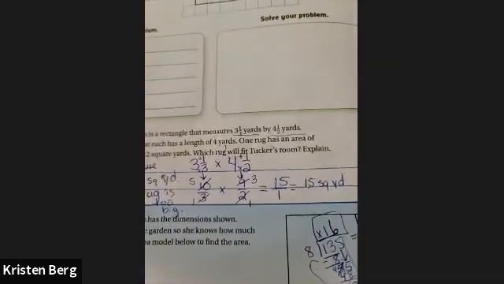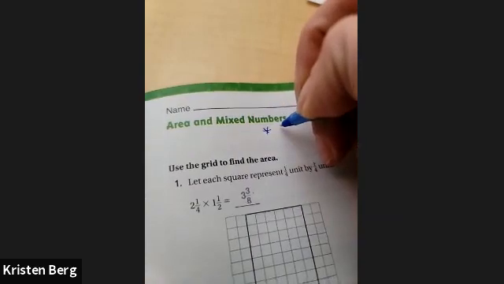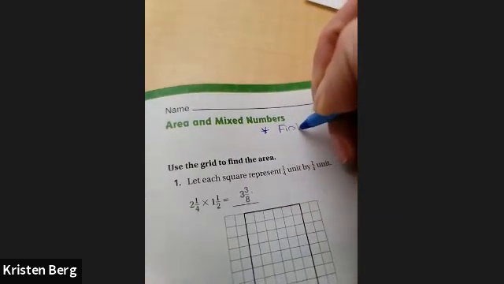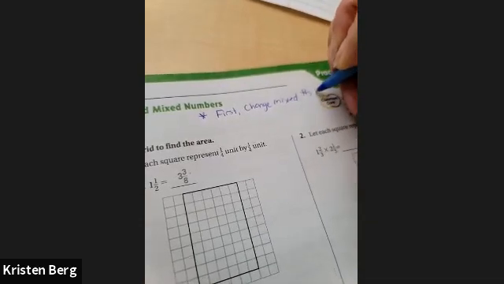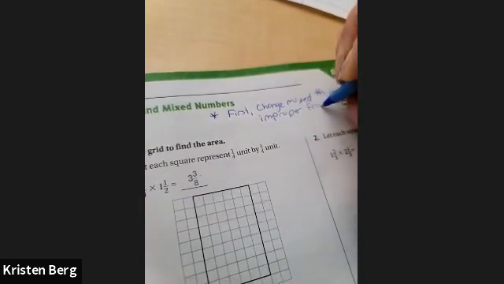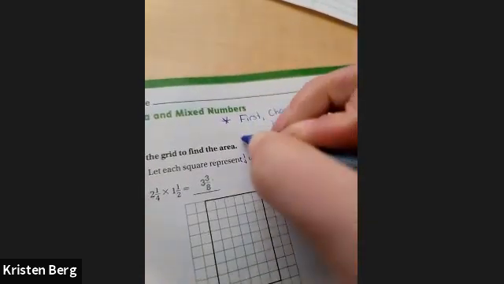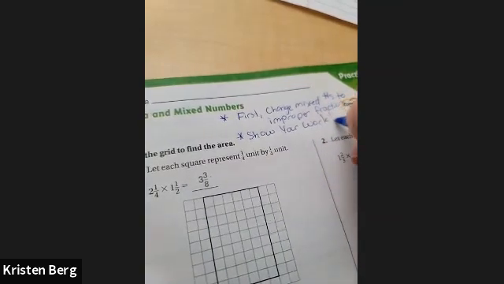Okay, now we are going to do just a couple over here. Again, I only want you to use changing the mixed numbers to improper fractions. So I'm just going to tell you again, first, change mixed numbers to improper fractions. And then show your work, of course.